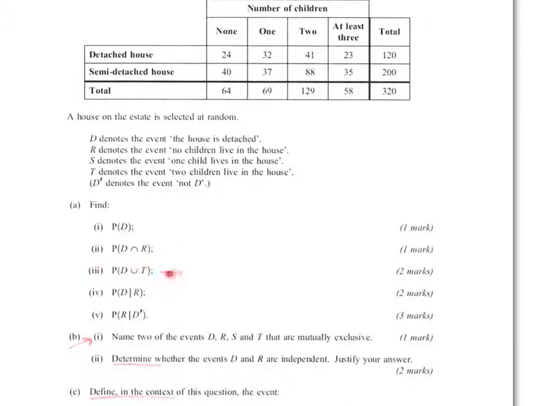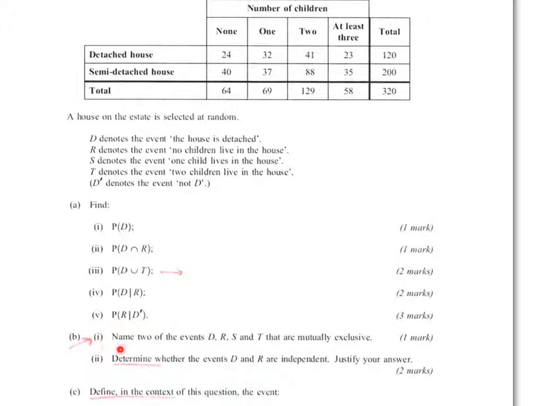This means D or T or both. So this means a detached house, or a house where there's two children living in it, or a detached house with two children living in it. This is the symbol for conditional probability, and this would mean D not happening.